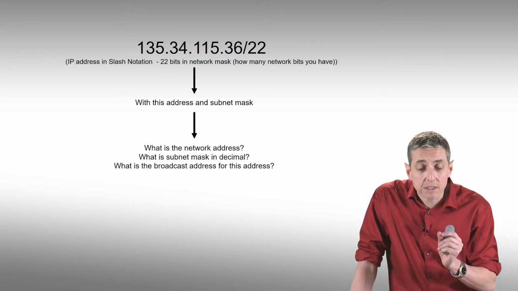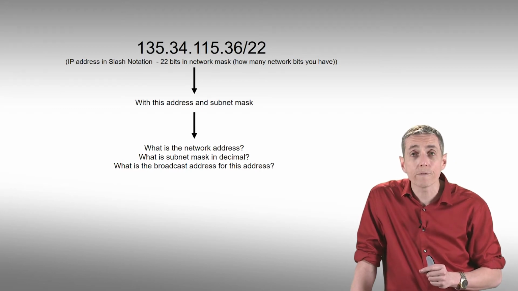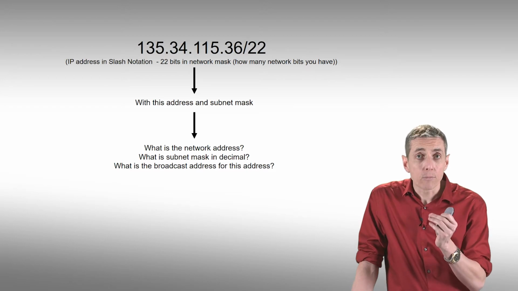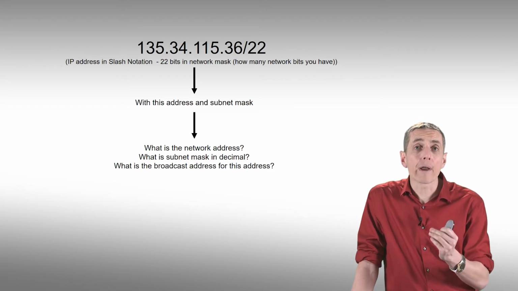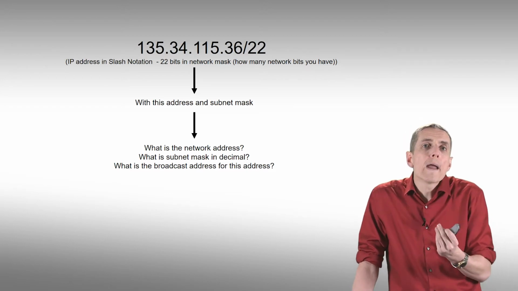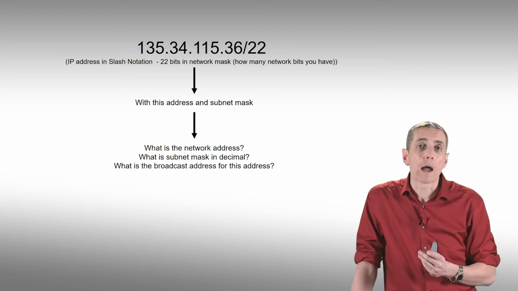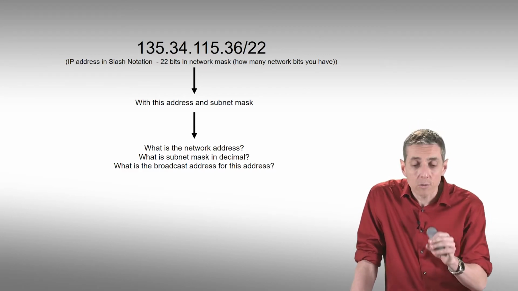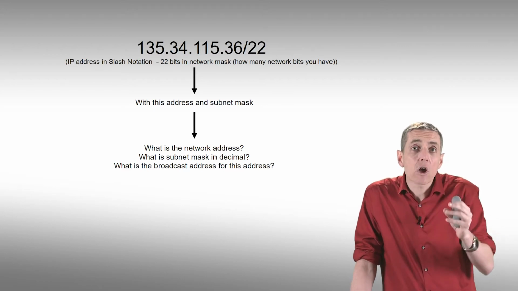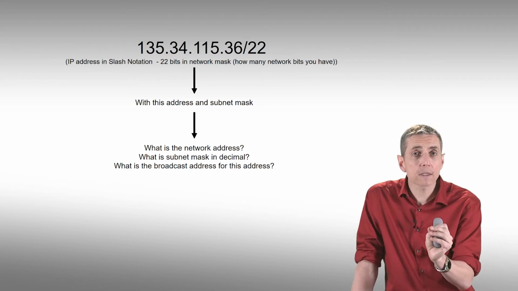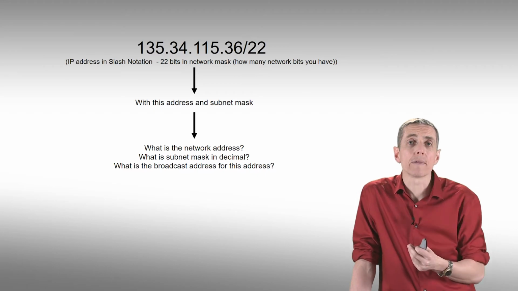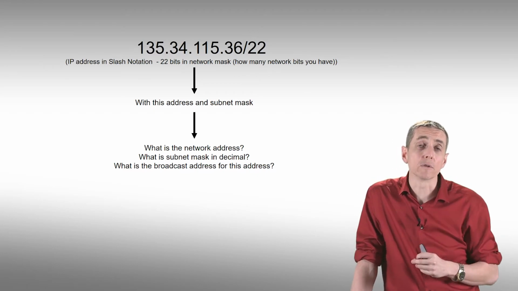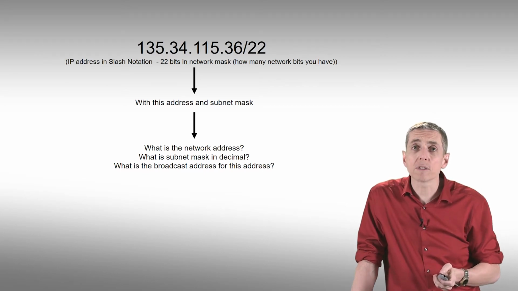So this address, 135.34.115.36, is an IP address which has been allocated. What we're asking is, what network has it been allocated in? And what's the broadcast of that network itself? That IP address has already been allocated. What's the network that it's on? What's the broadcast of that network? And then what's the new subnet mask? What's the subnet mask that we're using? Okay, so there are three questions that we're looking for.